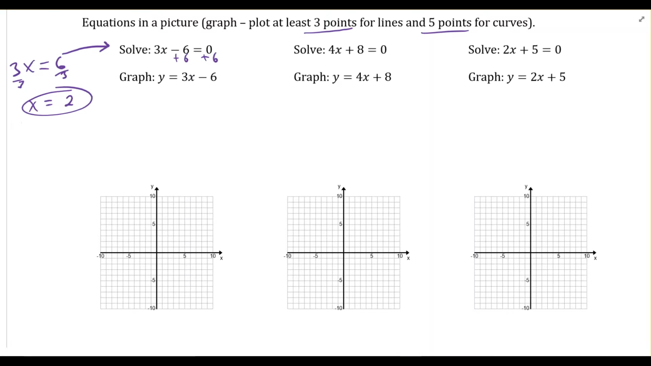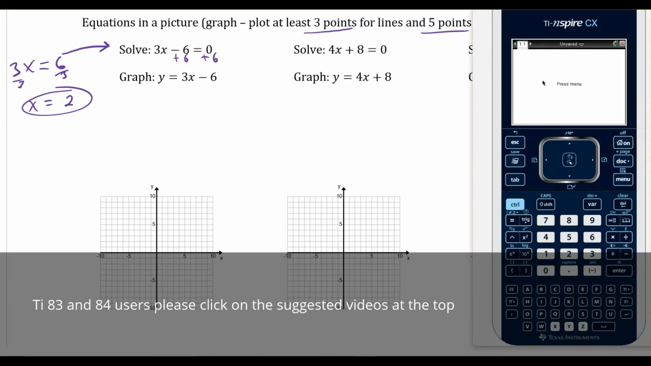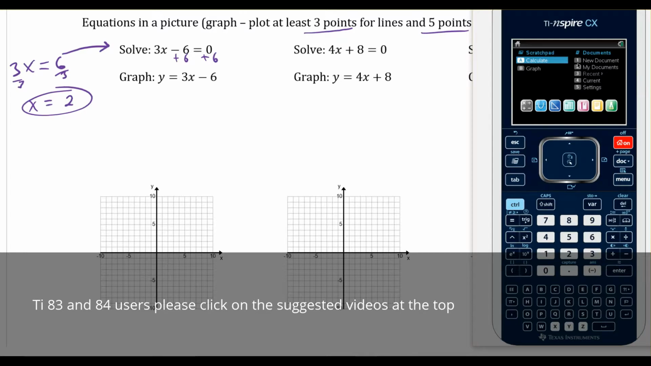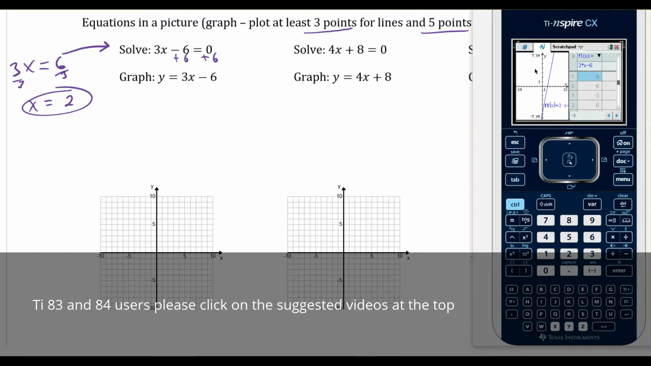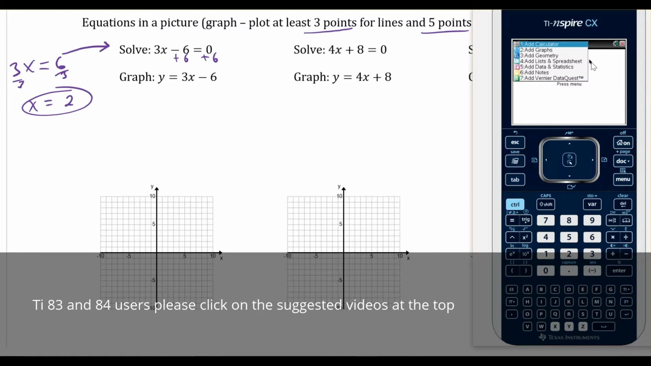What I'd like you to do now is go to your calculator. If you have a TI Inspire like this one, it's going to look like this. If you've got a TI 83, it'll look a little bit different. Hopefully you can remember how to use your TI 83. On the TI Inspire, you go to the home screen and then go graph. Actually, I've got something in there already, so I'm going to go new document and then add graphs, so I kind of start over again.